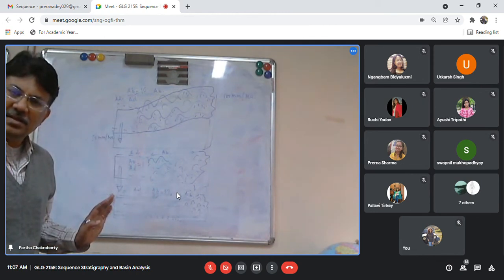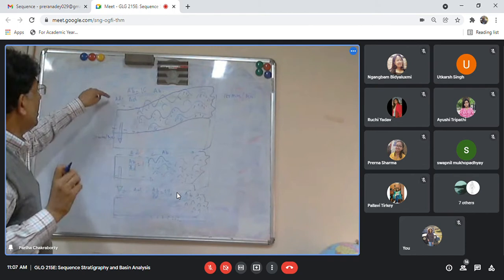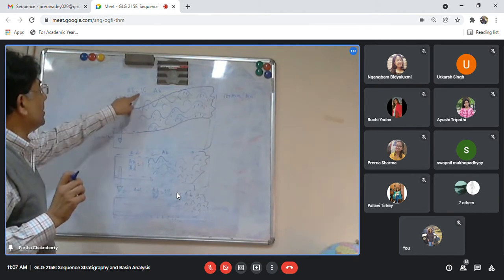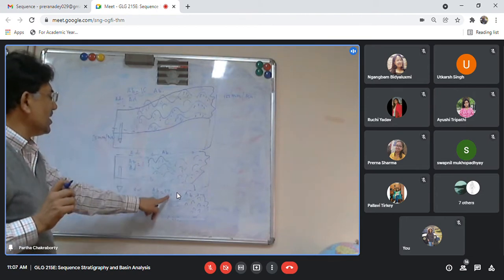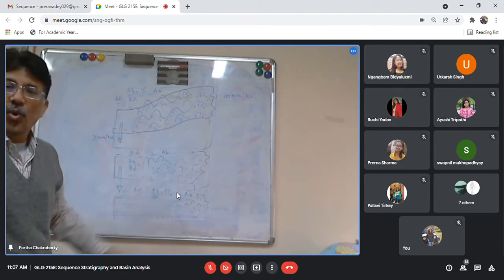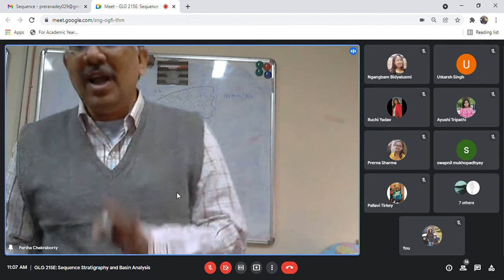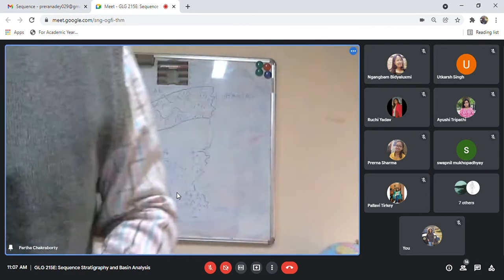Fine. The AB by AD ratio is 10 here, the ratio is 1 here, and the ratio is 0.1 here. What will be the kind of deposition, and how will the basins differ in their response?